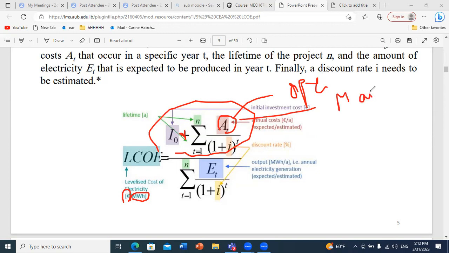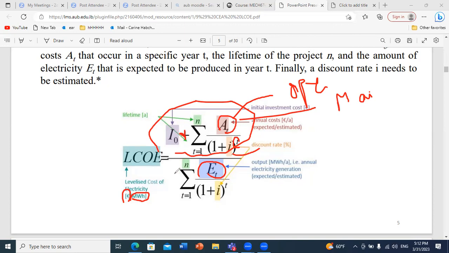Over 1 plus I to the power T. I is the discount rate, as we know, and T is the number of years we reached, over summation from 1 to N of the output for each year, which is calculated in here in megawatt hour per year, and we divide by 1 plus I to the power T. So it is the annual electricity generation expected for year T.